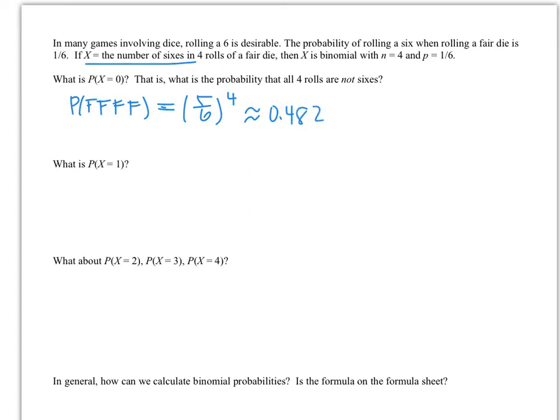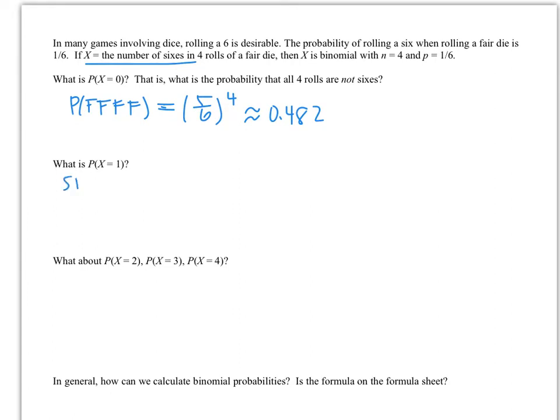Now, why am I able to take 5/6 to the 4th? Well, I know that each roll is independent. So that goes back to probability. Okay, so now this one is a little bit different. What is the probability that x equals 1? That means that you roll one 6. So you have 1 success and 3 failures. Well, that happens a few different ways.